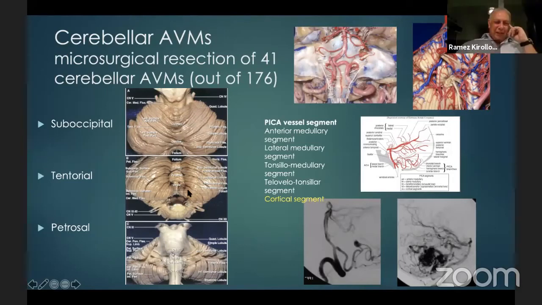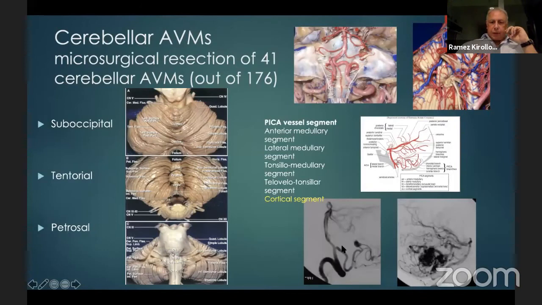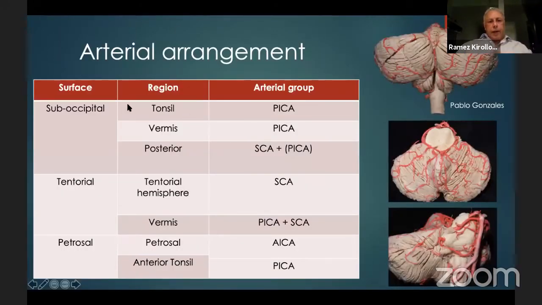So you have the three surfaces of the cerebellum, because AVMs, you know, in my first 176, a quarter of them were cerebellar AVMs. So there are a lot of AVMs there, and you have to know the anatomy of the loops, because they get some flow aneurysm. So this is the arrangement.